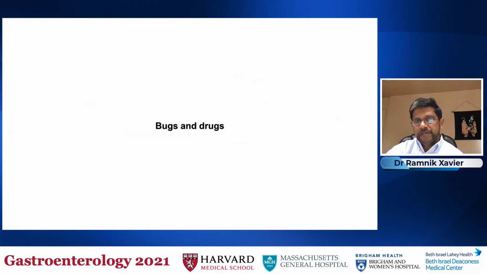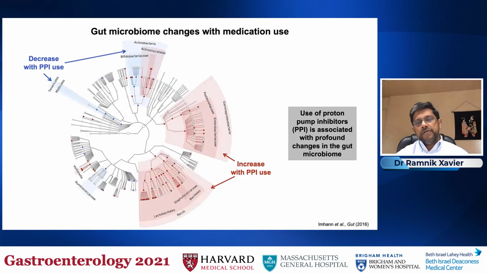What about bugs and drugs? To start off, proton pump inhibitors are commonly prescribed drugs, and you can begin to appreciate that with increased use of PPIs, you alter the commensal microbiota. Here, focusing on 2 classes, the gamma proteobacteria and the lactobacilli, you can begin to see an increase in abundance, whereas the actinos and the bifidos decrease in abundance with PPI.